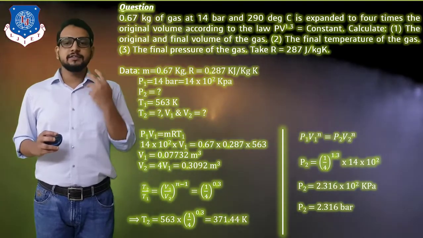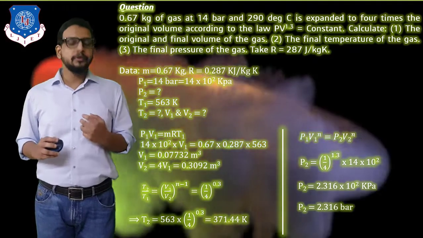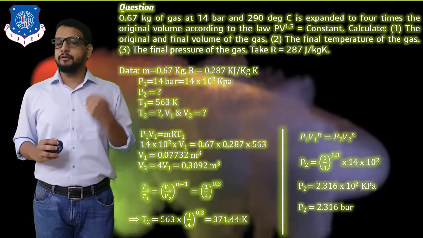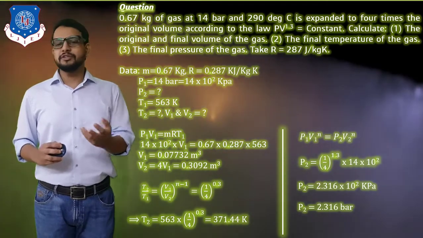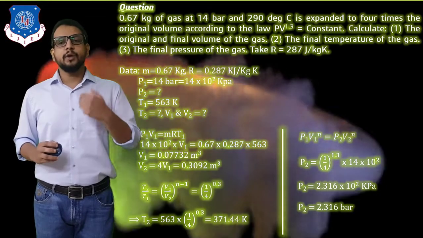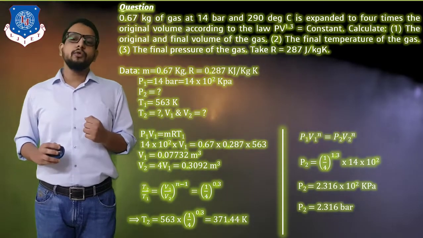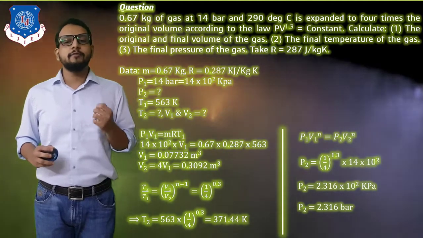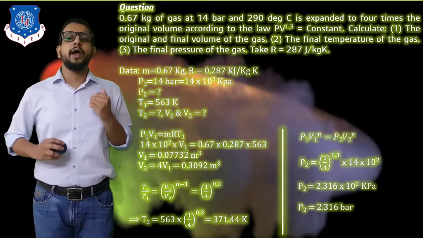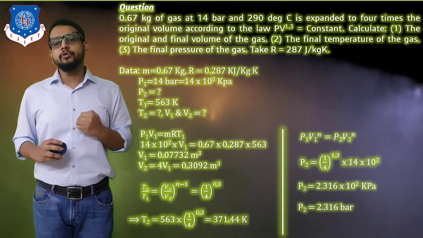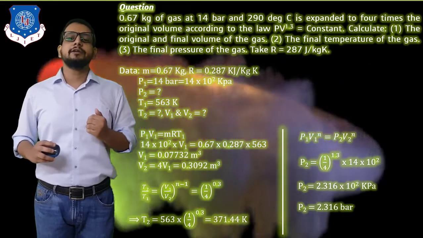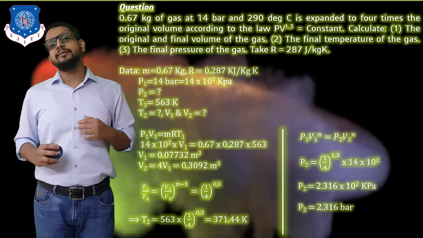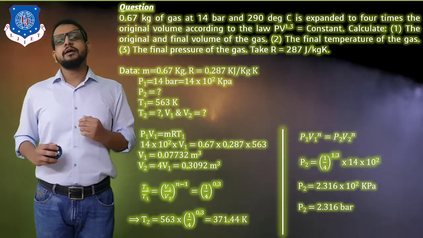So we can say that yes, we know V1, we know V2, that is V2 is 4 times V1, and even we know P1, initial pressure. So can we determine P2? Yes. So making P2 as a subject, we can write P2 is equal to P1 into V1 by V2 raised to n. So directly I have written P2 is equal to V1 by V2, which means 1 by 4 raised to n, that is 1.3 into P1, that is 14 into 10 raised to 2. So the final answer of pressure P2 is equal to 2.316 into 10 raised to 3 kilopascal.